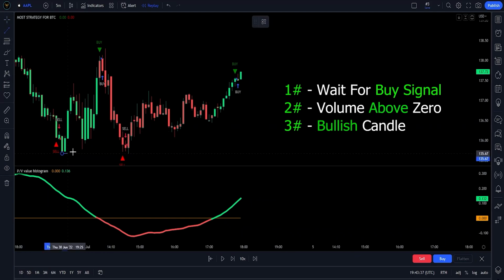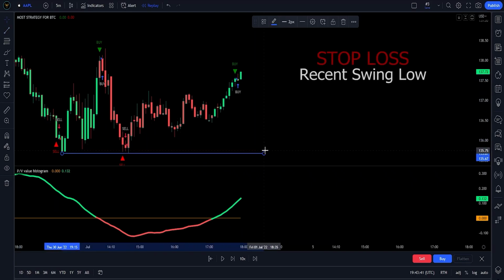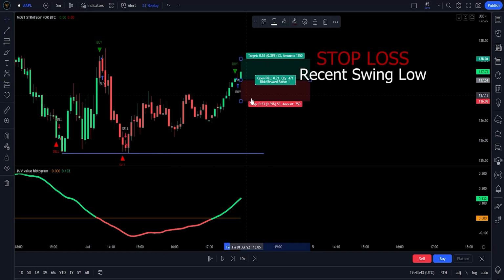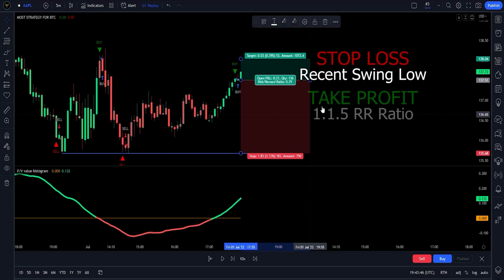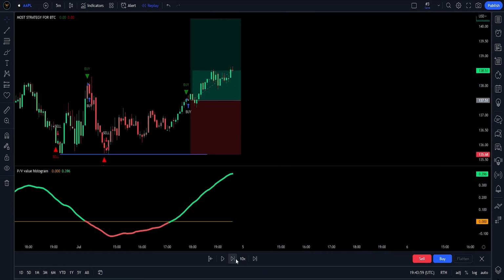Now that all 3 of our conditions are met, we can confidently enter a long position. Our stop loss will be placed at the recent swing low, and the risk to reward ratio will be 1.5. Now let's see how this plays out.